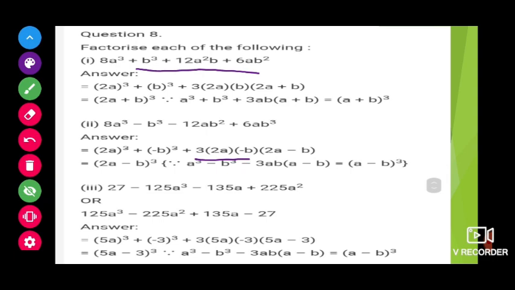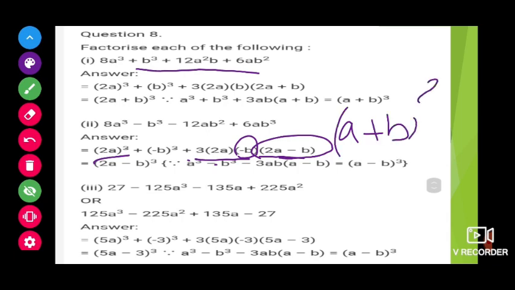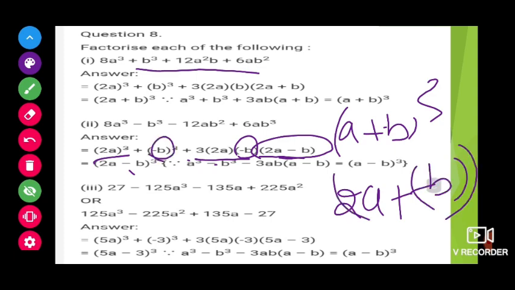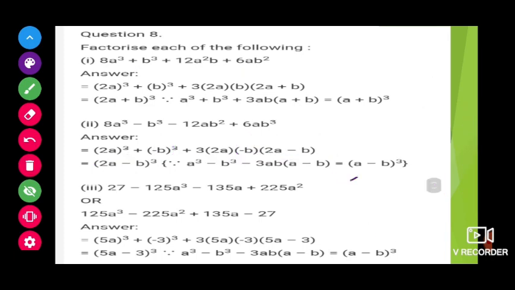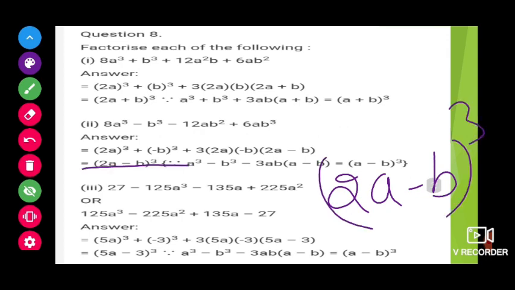Now 3 into a is 2a, b is minus b, into, if I take 2a minus b common, I will get (2a minus b). Now it is looking like a cube plus b cube plus 3ab into (a plus b). So (a plus b) whole cube. A plus b means a is 2a, plus b is minus b we took. So (2a minus b) whole cube. We will get plus of minus, minus. So we will get (2a minus b) whole cube. That's it.